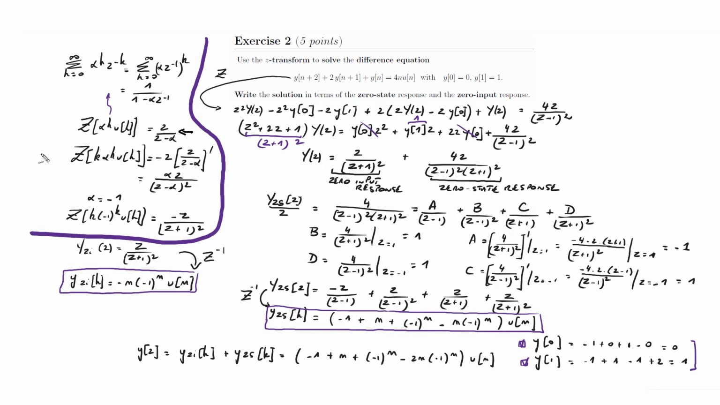We can use, again, this property of the derivative of a Z transform to obtain the Z transform of this sequence over here from the Z transform of this sequence. We take the derivative with respect to Z of this fraction, right? And we multiply by minus Z. If you do the calculations, this is what you obtain.